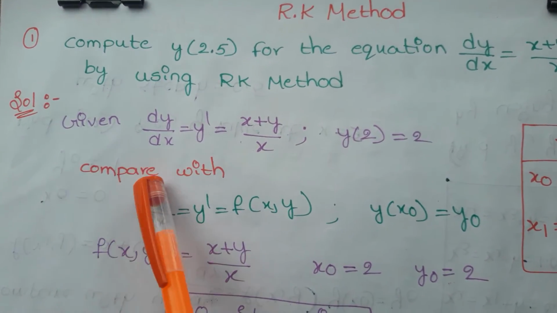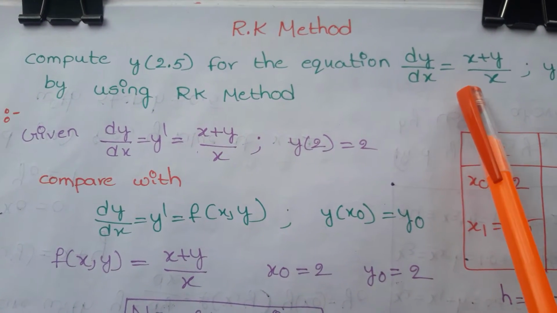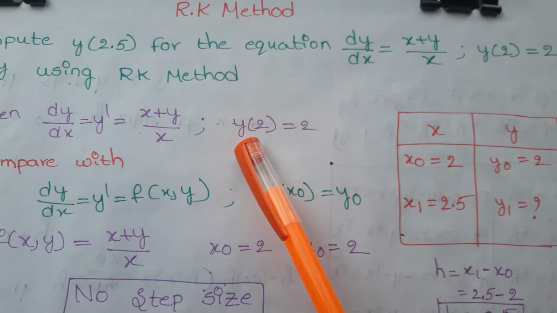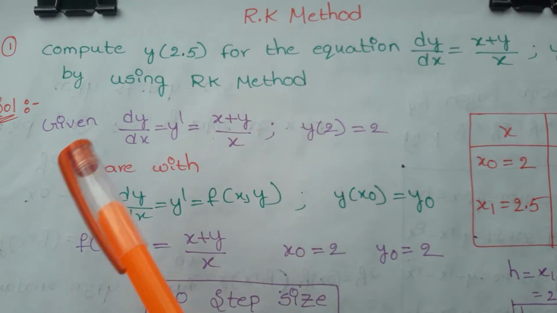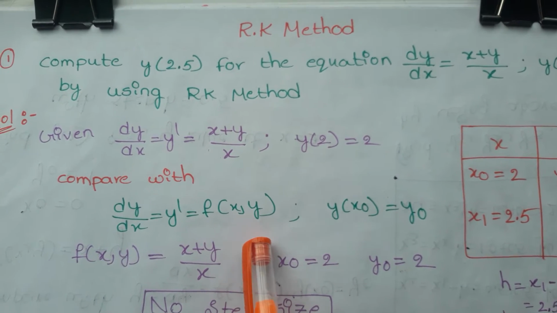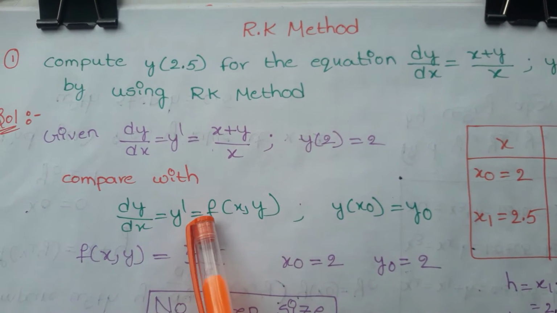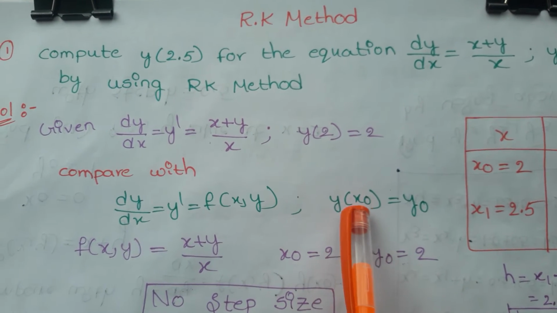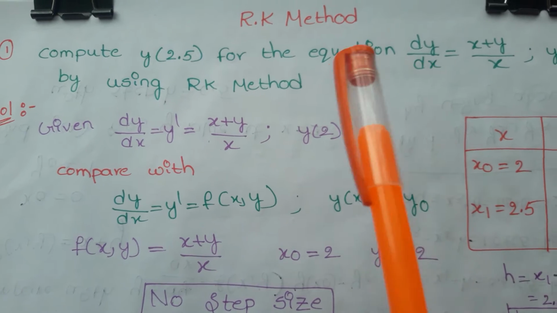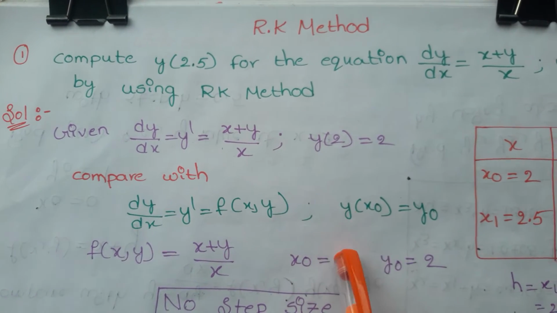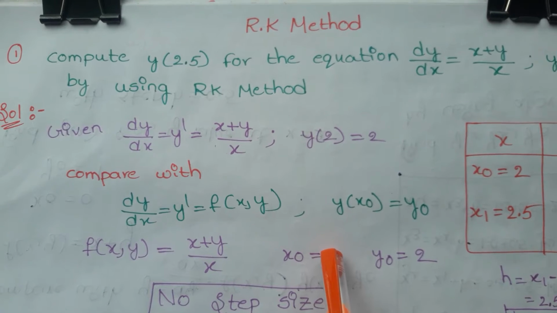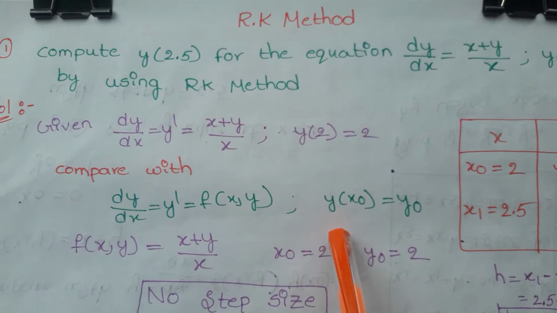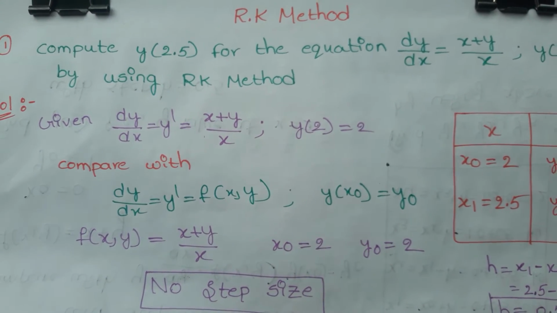So, solution. Given that dy by dx is equal to (x plus y) by x, and y of 2 is equal to 2. We need to compare this with the general form of the ordinary differential equation: dy by dx is equal to y dash is equal to f of x comma y, with y of x0 equal to y0. To understand this, watch my previous video. In that I gave an introduction and covered all these methods. If you watch that, you can understand this problem very easily.